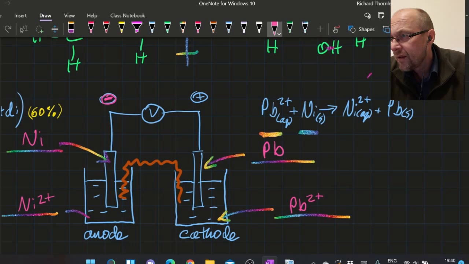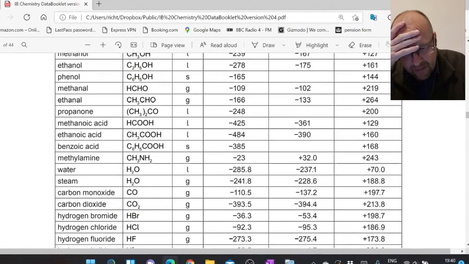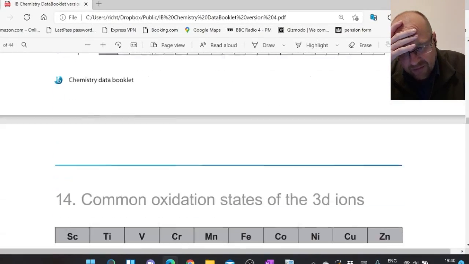Is that right? Yeah, no, I didn't put the state symbols. They're not going to ding me for that. No, they're not. Suggest a metal that could replace nickel in the new half cell and reverse the electron flow. Oof. So section 25 of the data booklet. 25 is the standard electrode potentials.